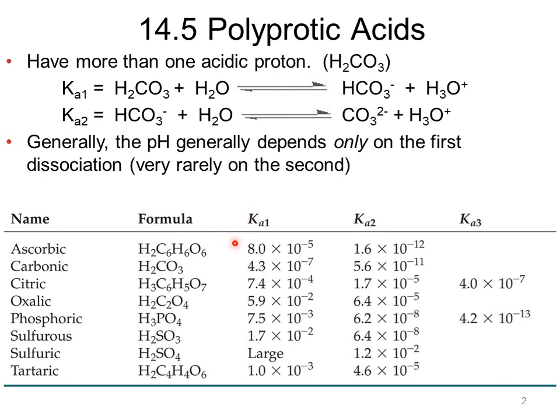And we can see that here. There's ascorbic, we start out at 8 times 10 to the -5th. The second one is way out at 10 to the -12th. Citric starts at 10 to the -4th, then 10 to the -5th, and then 10 to the -7th. Those are all pretty close together, actually. But you can look at phosphoric, starts out at 7.5 times 10 to the -3rd, and then 10 to the -8th, and then 10 to the -13th. It just gets weaker and weaker and weaker every time you lose a hydrogen.